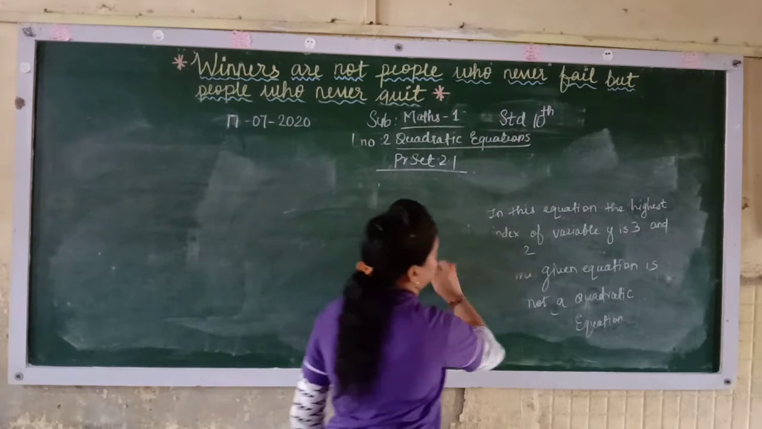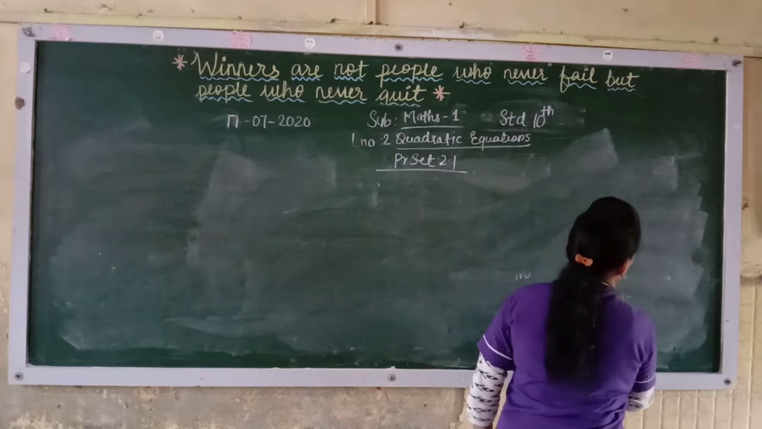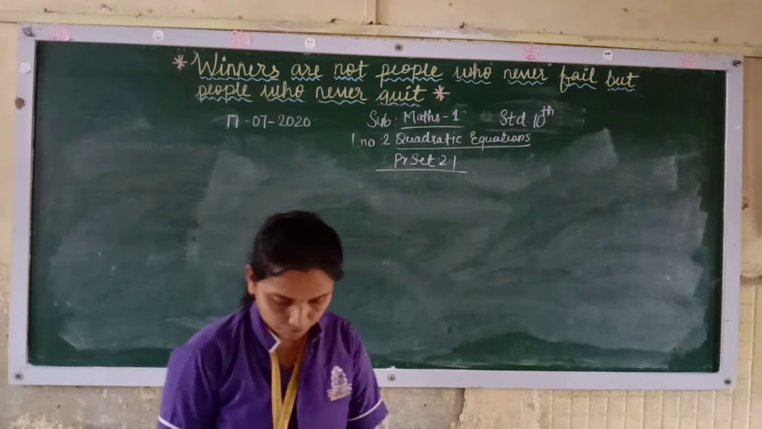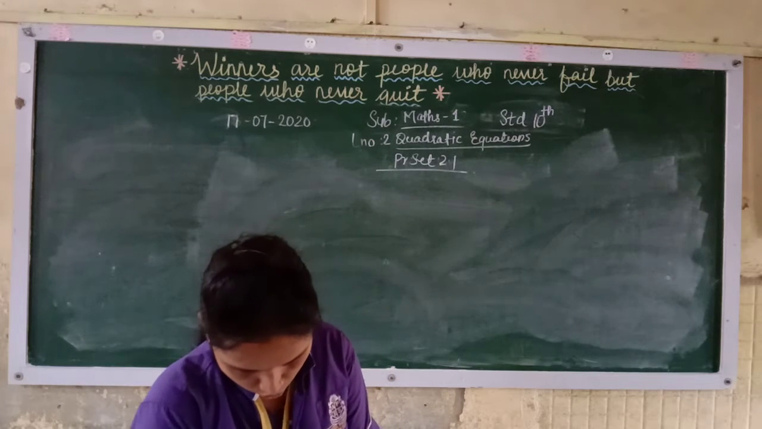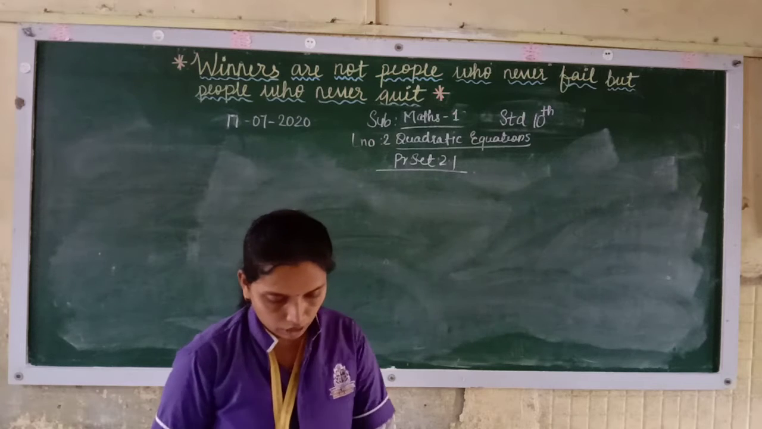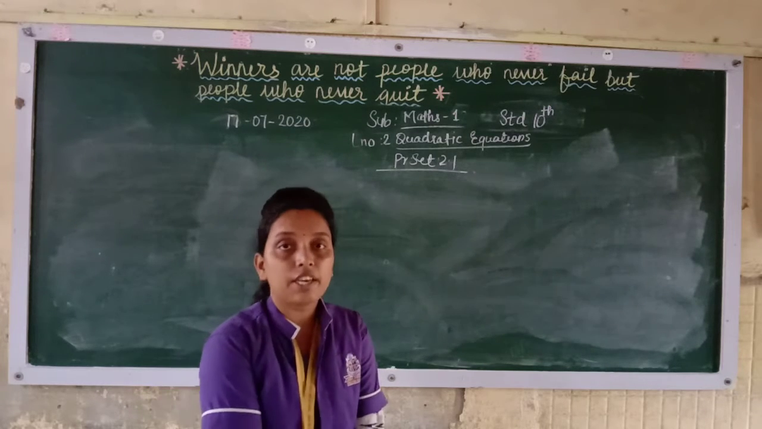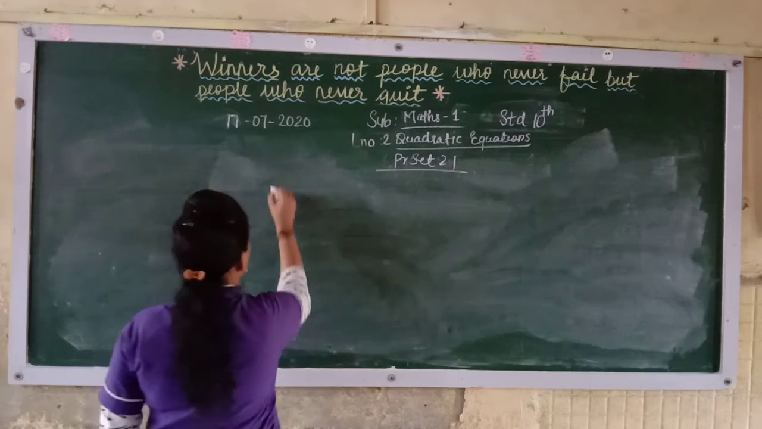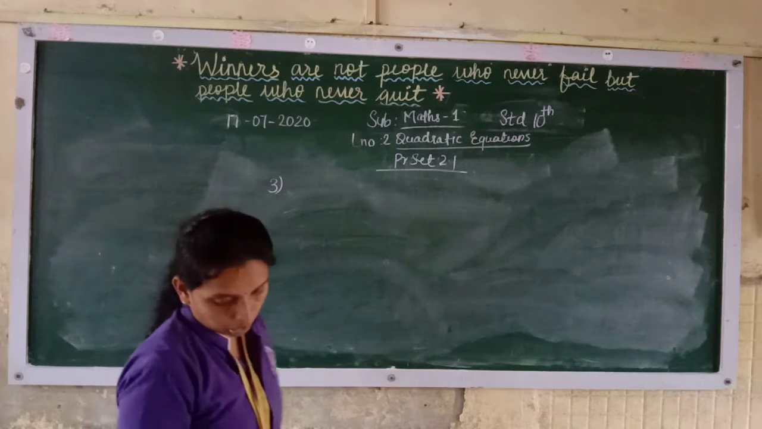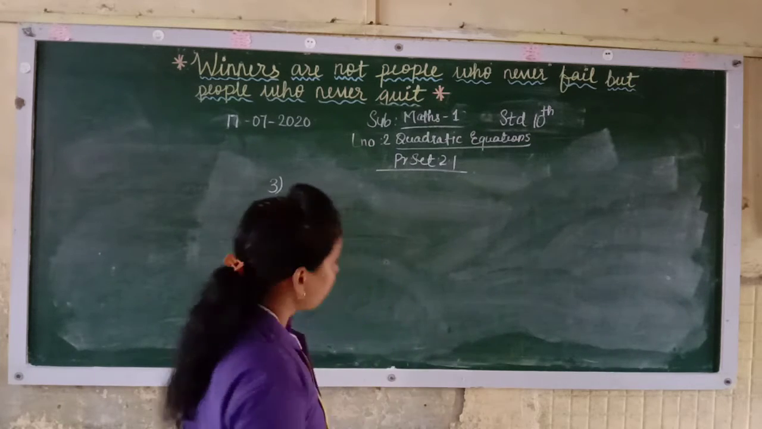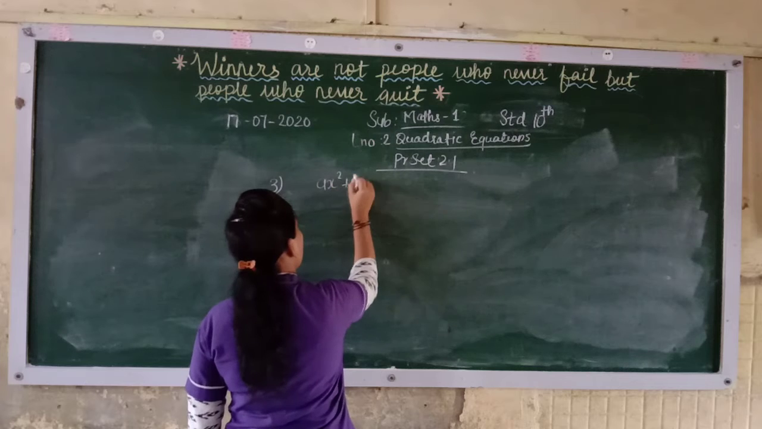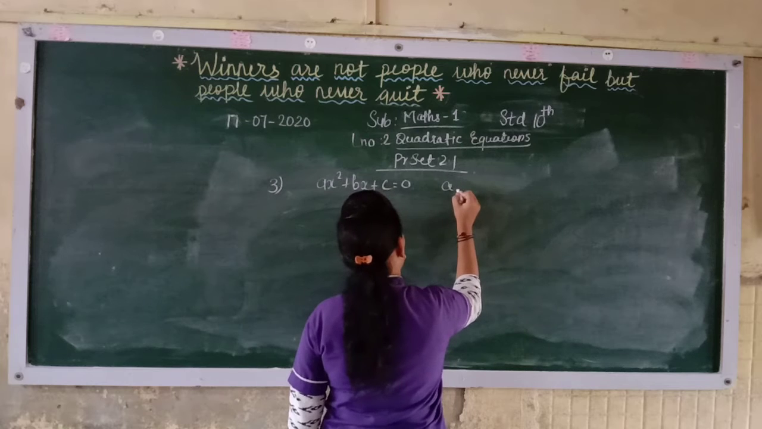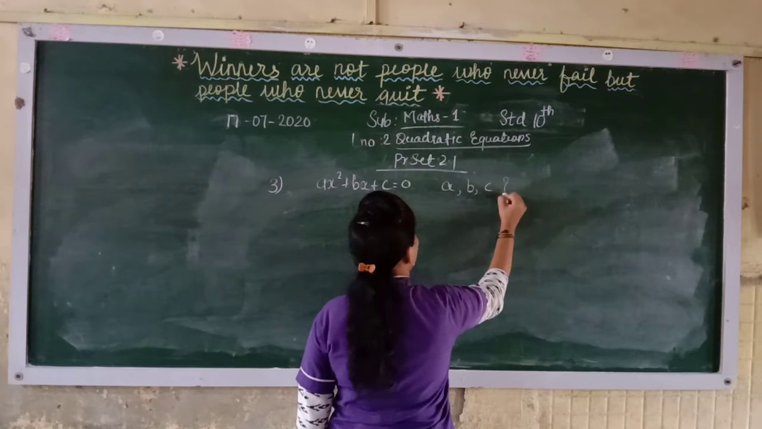So I hope you understood over here how you can find whether it is a quadratic equation or not. Second, write the following quadratic equations. Third one. Write the following quadratic equation in the form of ax square plus bx plus c is equal to 0, and then you have to find the value of a, b and c.